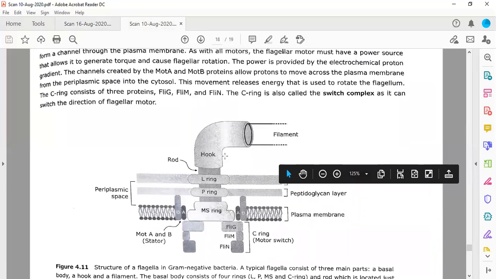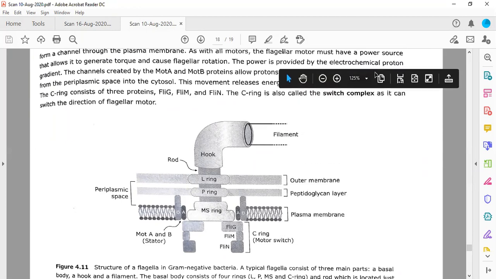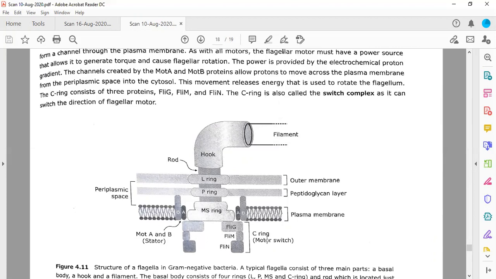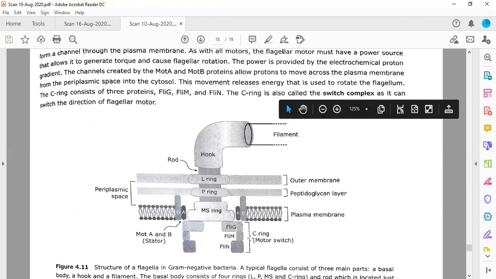so we have discussed these proteins which are present in gram-negative bacteria. As you can see, the most complex flagella is present in gram-negative bacteria itself, because it is having 4 rings. In gram-positive bacteria, it is having only 2 rings, so not that much complex. Now you can see there are different types of proteins which we have discussed actually. Flagellin G, M, N. These are making the C ring. This is called the motor switch, also called switch complex.